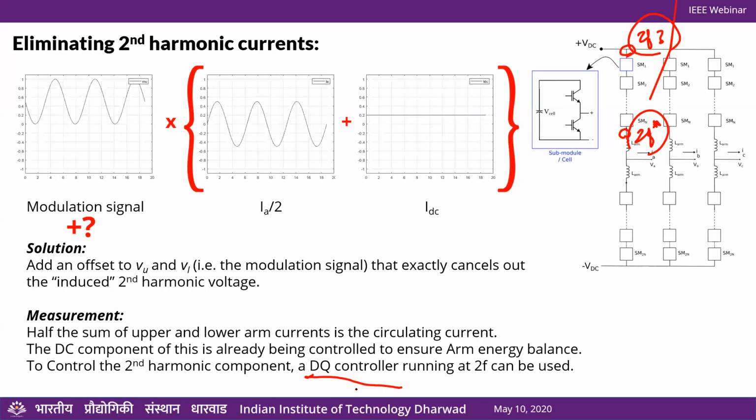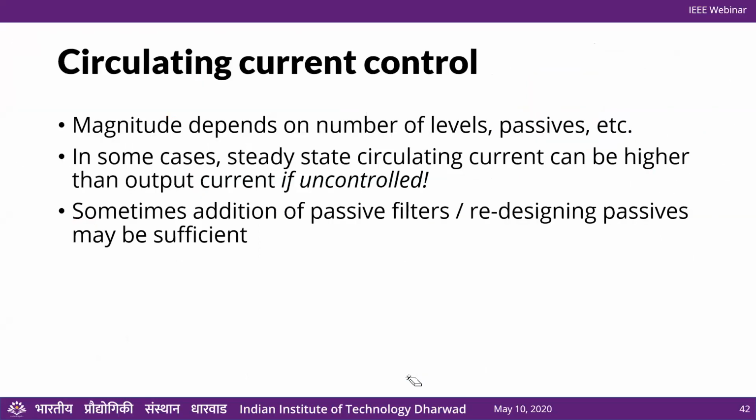So it doesn't matter where my reference frame is, as long as it is consistently rotating at double the fundamental frequency. So what I'm going to do is that I'm going to take the PLL that is essentially giving me my fundamental reference, theta reference, just multiply the angle by 2 and I have a DQ reference frame running at 2F. That's all. I don't need to do anything more than that.